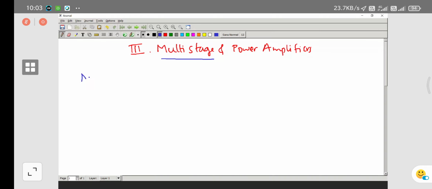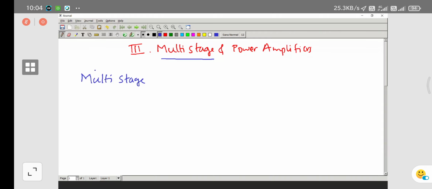If we talk about the multi-stage amplifiers, so far we have seen the first unit, that is the BJT as well as the FET amplifiers. In the BJT there is common emitter, common base and common collector. And in FET amplifiers, we discussed the common source amplifier, common drain amplifier and common gate amplifier, right? So these all are single stage amplifiers. So far we have seen the single stage amplifiers. Now we are going to talk about the multi-stage amplifiers.